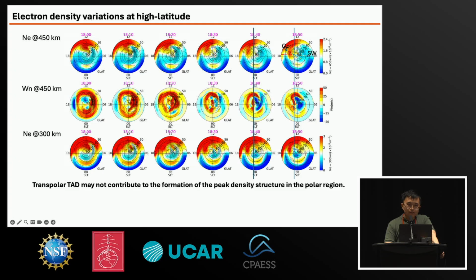Because as you can see on the second panel, these transporter TADs actually lag behind these evident electron density structures, which means that even before the transporter TADs reach the dark side, the electron density structures have already formed there. So the transporter TADs may not be responsible for the formation of the very evident peak density shown in this plot.